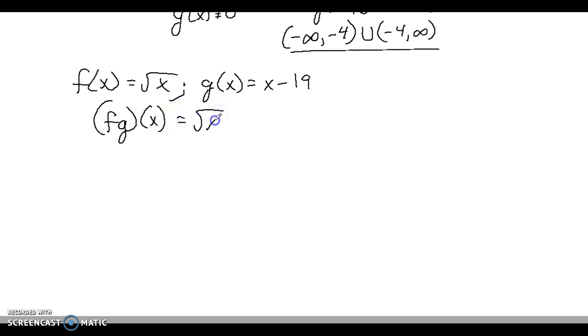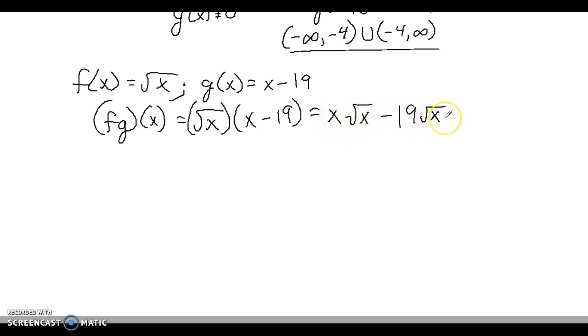which would be f of x times g of x, which we can multiply that through. It doesn't look much prettier. So we have x times the square root of x, minus 19 times the square root of x. Then we ask, what's its domain?